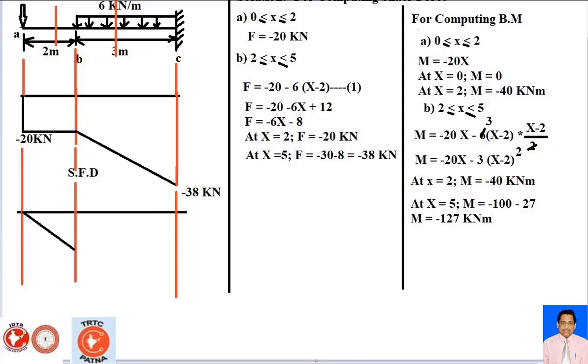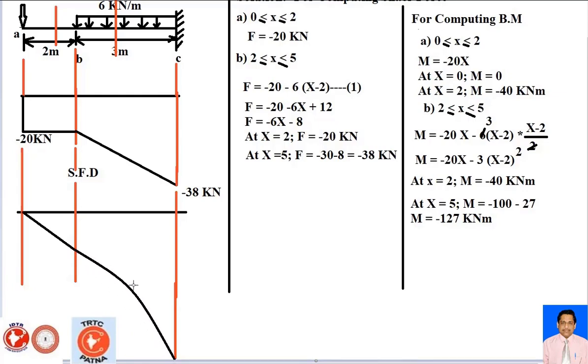Suppose I will say it is minus 127 kilonewton meter. So how do we draw the curve here? This curve is convex, with the curve in the upward direction, otherwise downward. How do you have to watch and draw this curve from this point to this point? Just simple, I draw a curve here and explain.